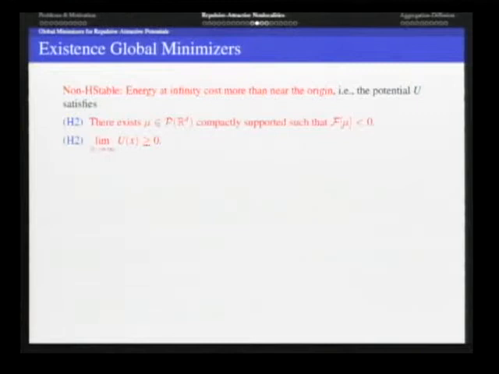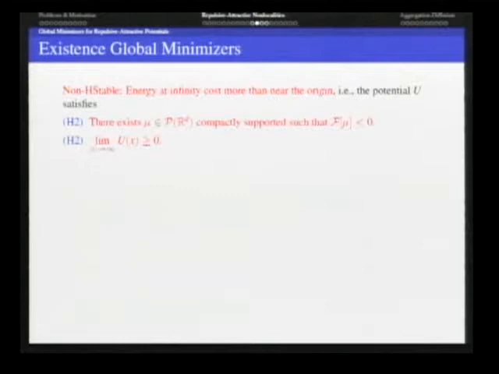So I try to explain the result first in terms of energy. I'm going to call the potential non-H-stable when the energy at infinity costs more than near the origin. What do I mean by this? So for me, non-H-stable means that there exists some compactly supported measure for which the energy is less than some value, say zero, and that the potential at infinity has a larger value than that, say zero. Zero here doesn't play any role. You can substitute zero by 1 million, okay? It's just to fix some value for the potential. So I'm just saying that the infimum of the energy should be negative and that the potential at infinity has to be larger or equal than zero.